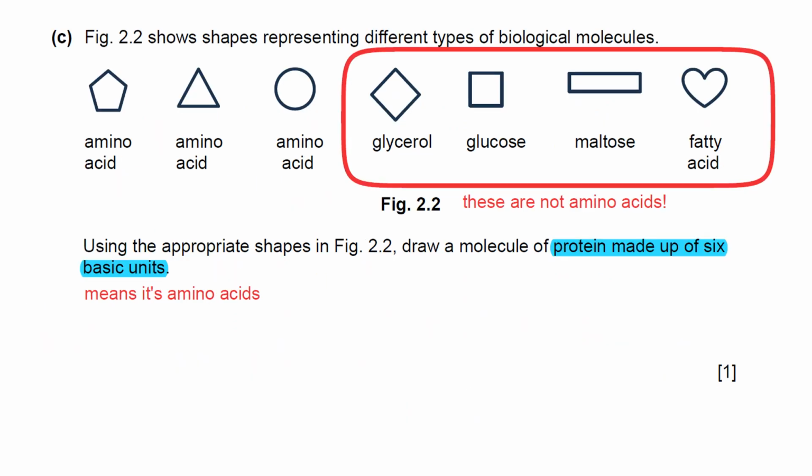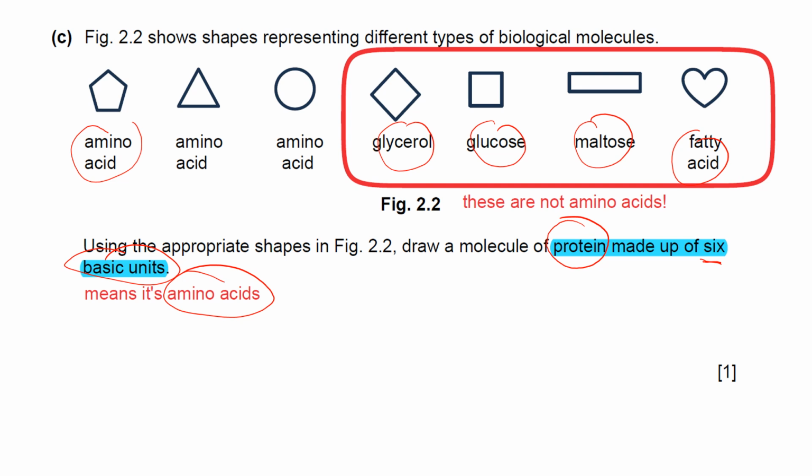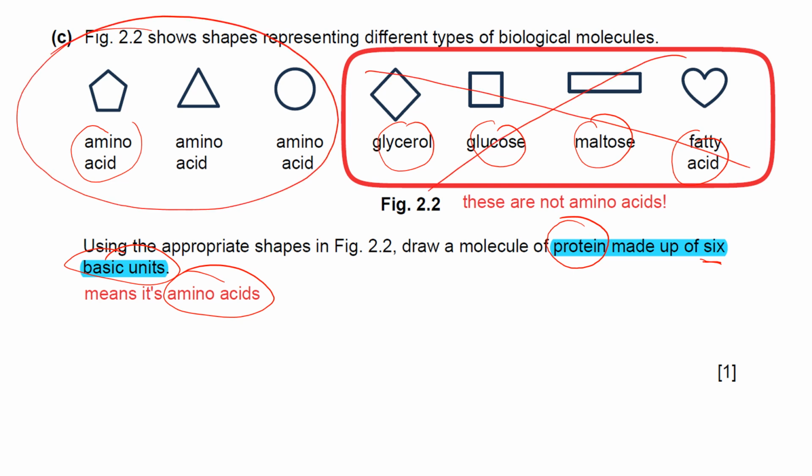Okay, the last part of this particular quiz is basically a repeat of the first question in worksheet 1. So you have a series of shapes, and each of the shapes represents a different nutrient. The question asks for a protein made up of 6 basic units. Basic units means amino acids. So because it's a protein and it's made up of 6 basic units of amino acids, you just need to draw these 3 diagrams. These 4 all cannot be drawn. Even if you repeat, it is perfectly fine.